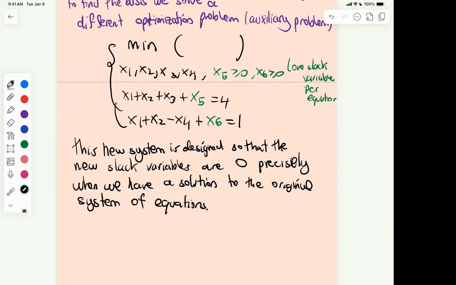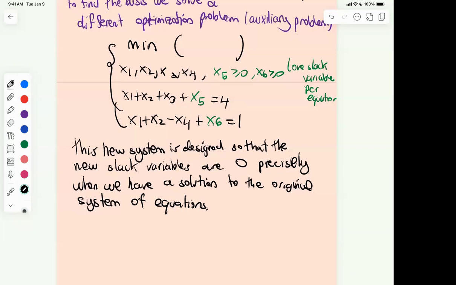What we would like, again, is a new optimization problem. I'm free to choose a new optimization function. If what I'm trying to do is solve the original system, I want a function whose minimum happens at the values where x5 and x6 are zero, right? Because if I minimize a function and x5 and x6 are zero, then the optimal solution by the simplex method would give me a feasible solution.